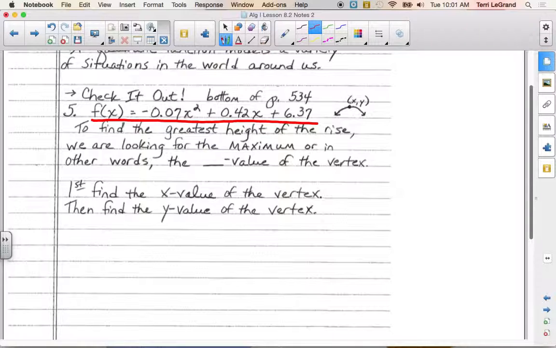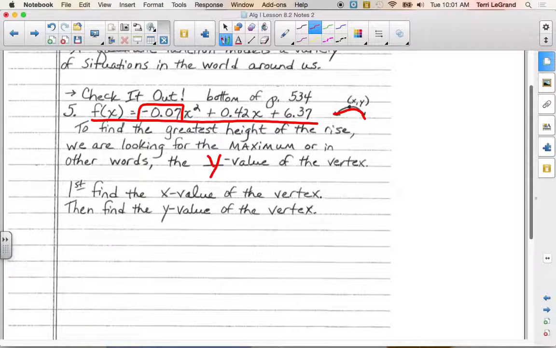So to find the greatest height of the rise, we are looking for the maximum, aren't we? Because why would this one open down? How do we know it would open down? It's got an a value that is negative, doesn't it? So we know it's got to open down, and so that means it's going to have a maximum. So here's our roller coaster path, kind of like right here. To find the greatest height of the rise, we are looking for the maximum, or in other words, the what? The y value of the vertex. If we're looking for a maximum or a minimum, we have to find the y value of the vertex.